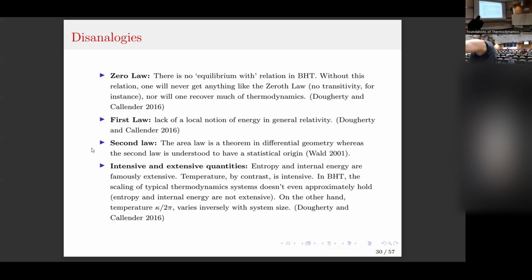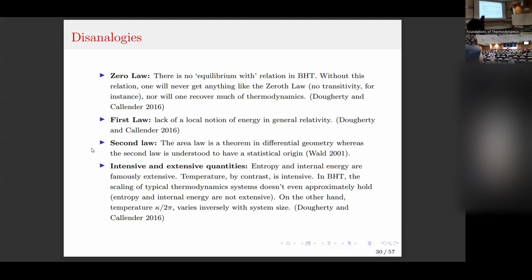And finally, there is another problem that was also posed in this paper by Dougherty and Callender that has to do with intensive and extensive quantities. They said that whereas entropy and internal energy are famously extensive, that means that they scale with the system size, temperature, by contrast, is intensive. But what we find in black hole thermodynamics is something very different. For instance, we find that entropy and internal energy are not extensive. And we also find that temperature varies inversely with the system size. So there are a lot of disanalogies between them.